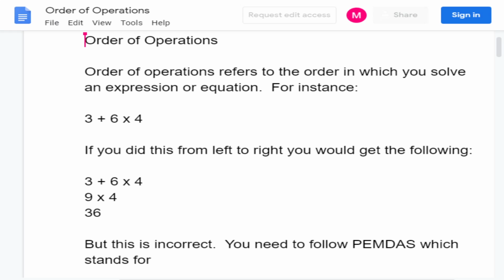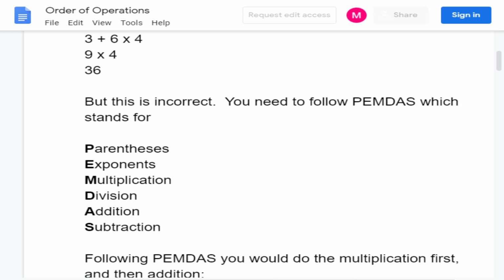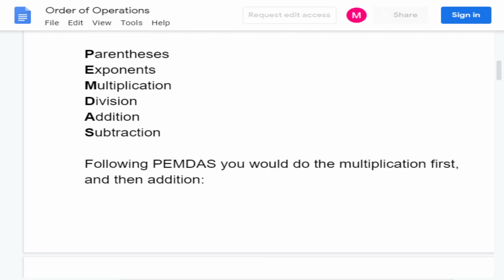If you did this from left to right, you would get the following: 3 plus 6 is 9, right? Then 9 times 4, so the answer would be 36. But this is incorrect. You need to follow PEMDAS, which is the order of operations. It stands for parentheses, exponents, multiplication, division, addition, subtraction.